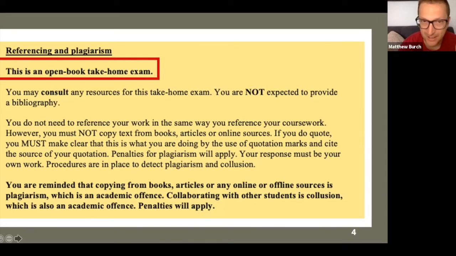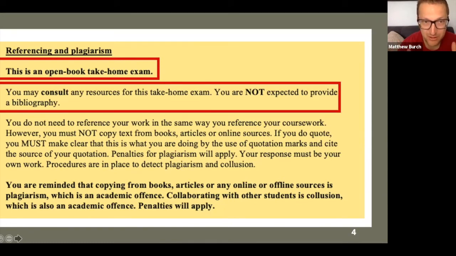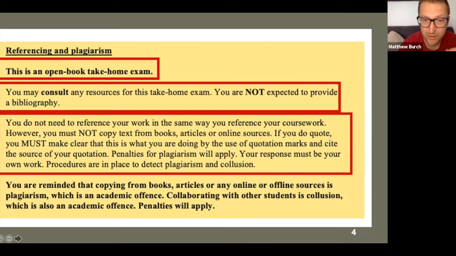Now, this is an open book take-home exam, so you can use any of the resources that we've given you to take it, and also additional resources too, things that you've found on your own. You're not expected to provide a bibliography. You don't have to reference your work in the same way that you reference your coursework. If you were sitting in an exam, no one would expect you to have a bibliography memorized that you could write in a footnote on your exam. So the same principle applies here.